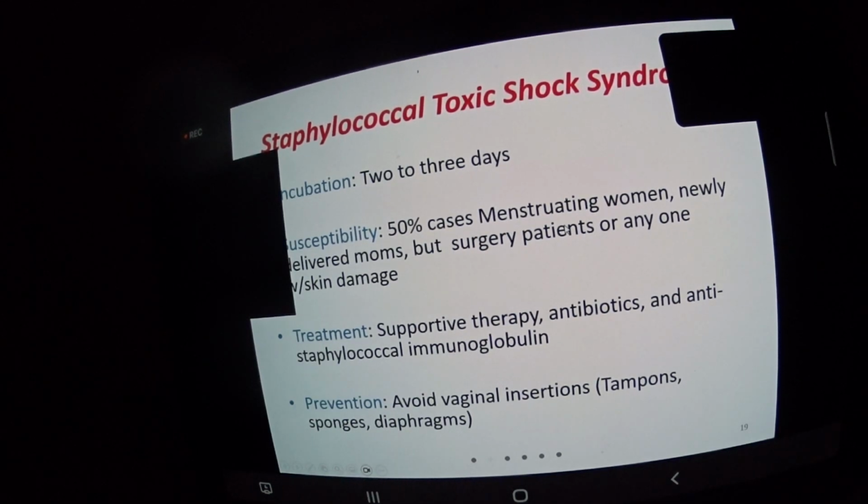So anything like tampons can do this, using sponges for diaphragm, all of these different douching, some of these can actually add to the irritation. Women who have just had a baby, the vaginal tract is very inflamed. Intercourse during that time can actually introduce the bacteria and cause it. Treatment is supportive. You start with giving anti-serum for the toxin. You want to neutralize the toxin, and then, of course, simultaneously give antibiotics to get rid of the bacteria.